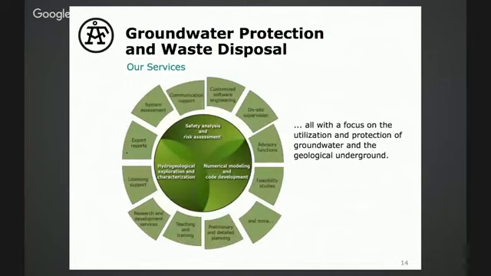This pretty much summarizes what I just said. To do so, particularly with respect to nuclear waste, we have three main areas where we work. First of all, we need to characterize the underground. So we have a group working on hydrogeological exploration and characterization, so that we know what is the material we work in or with.